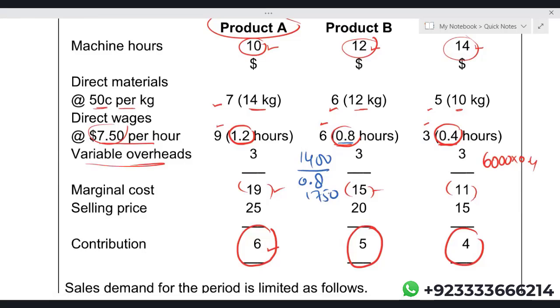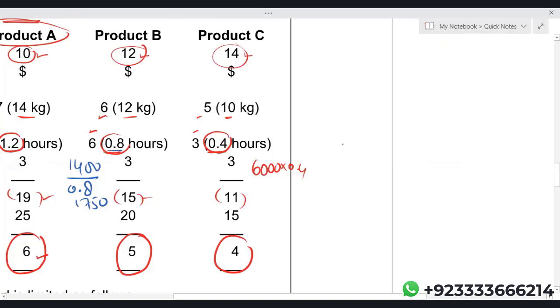Because total labor hours available, we have 5000. Out of that 5000, we have utilized 3600. So the remaining balancing figure is 1400 hours. How did I get 1750? Very simple.